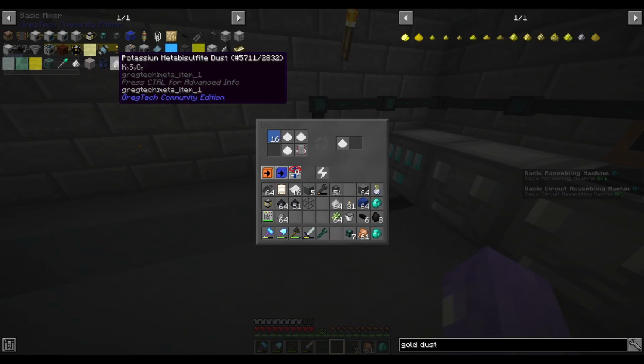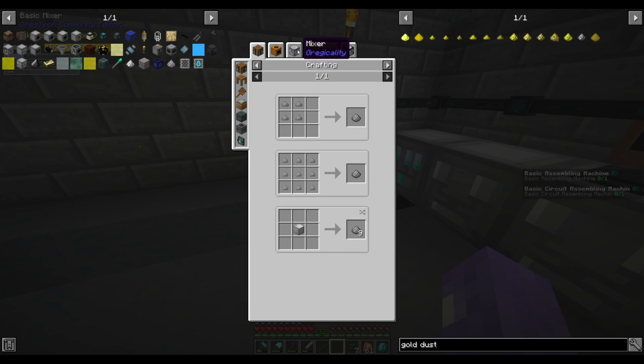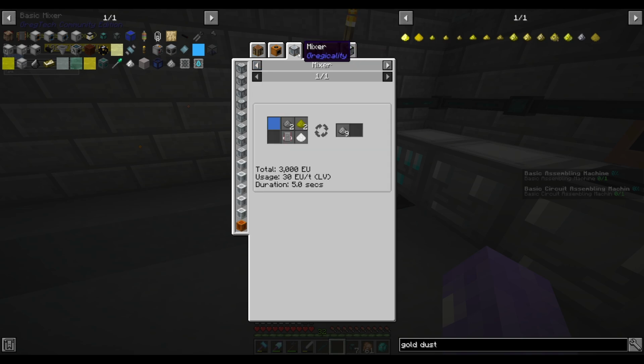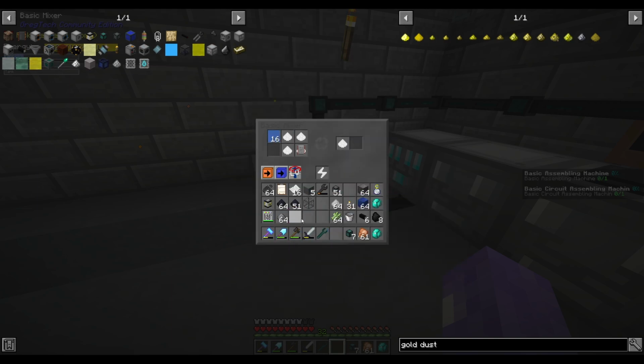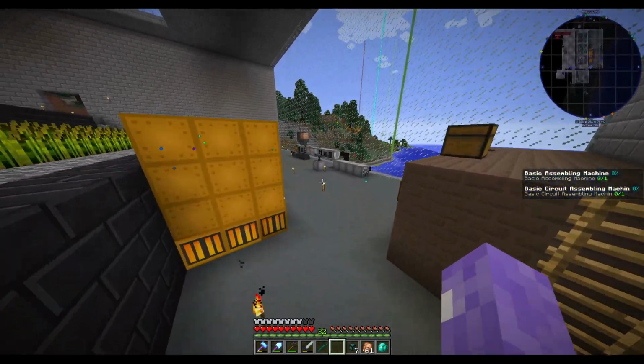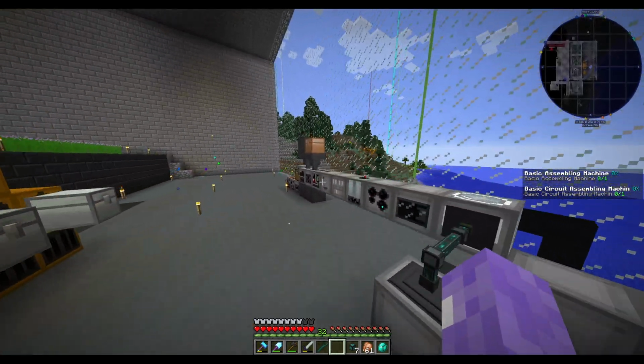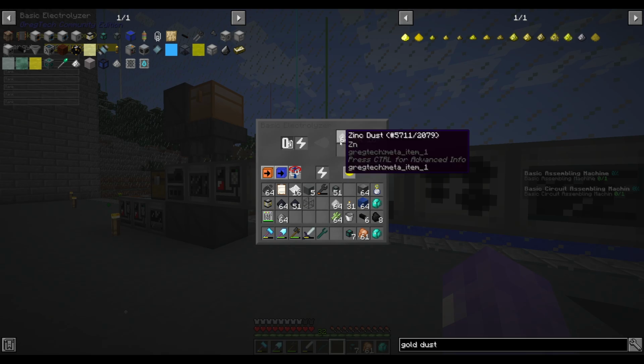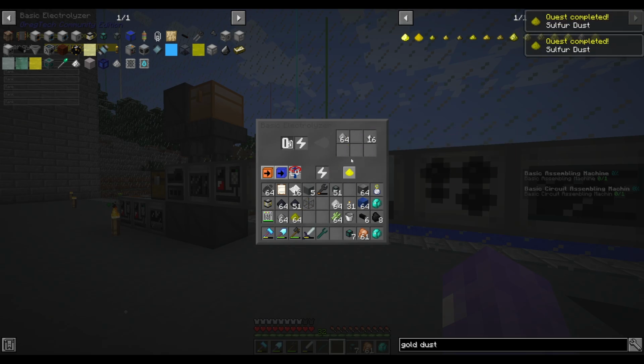But for the metabisulfate, we're getting very close here. Just hang with me here. With the metabisulfate, we need potassium and sulfur. So I have the potassium from before, from the rock salt, and we need the sulfur. So what I did for that is I got some sphalerite going in this electrolyzer, and we got ourselves some zinc, some sulfur, and a little bit of tiny gallium dust. So that will be used even into the next part of what we want to do.